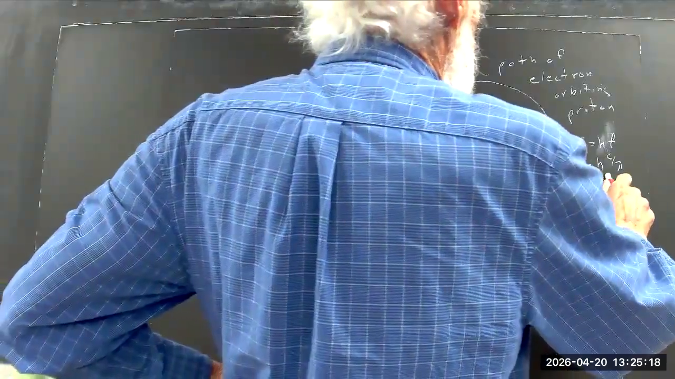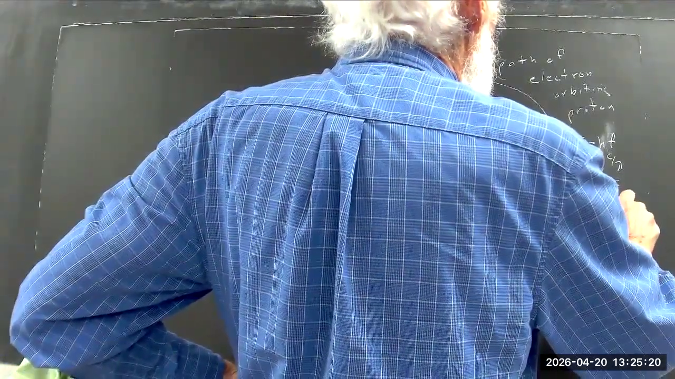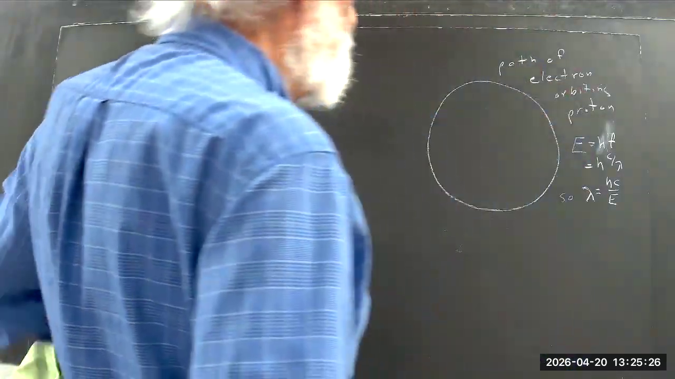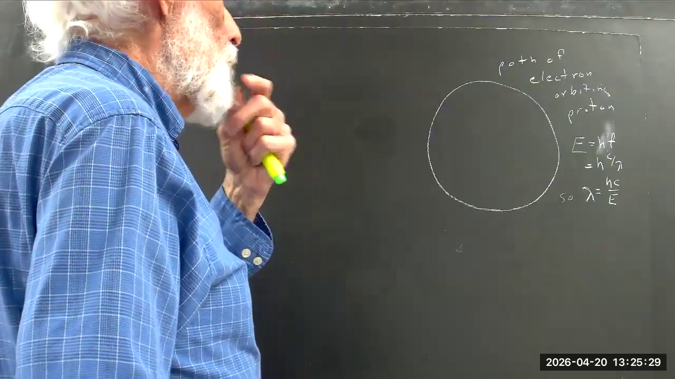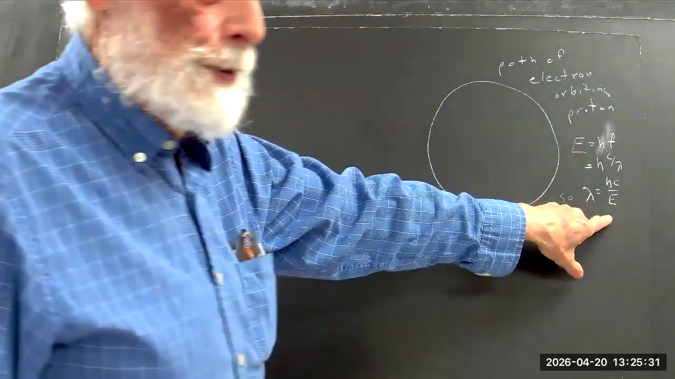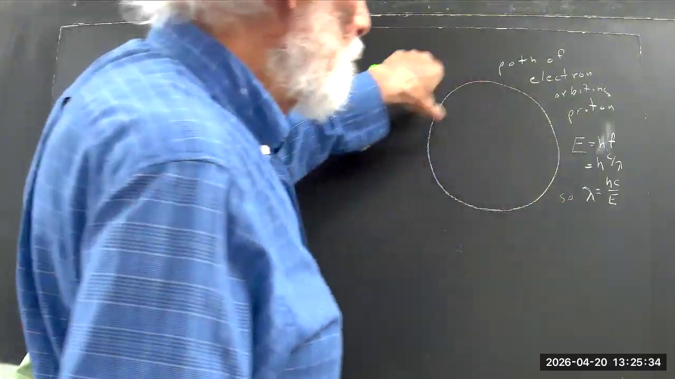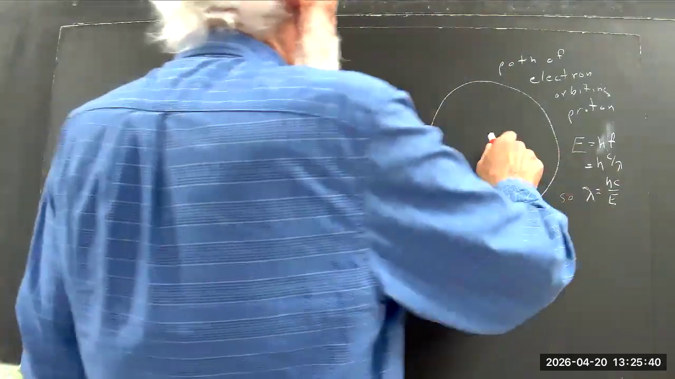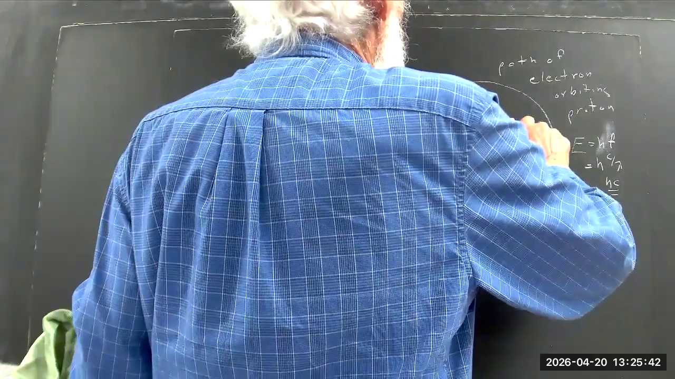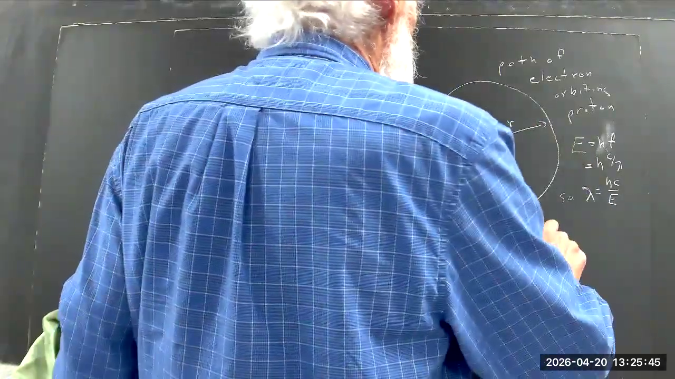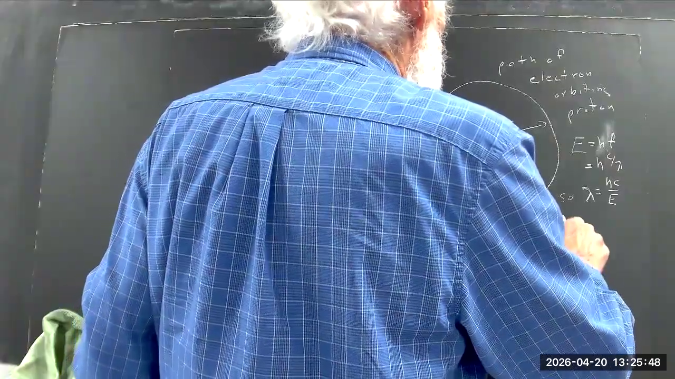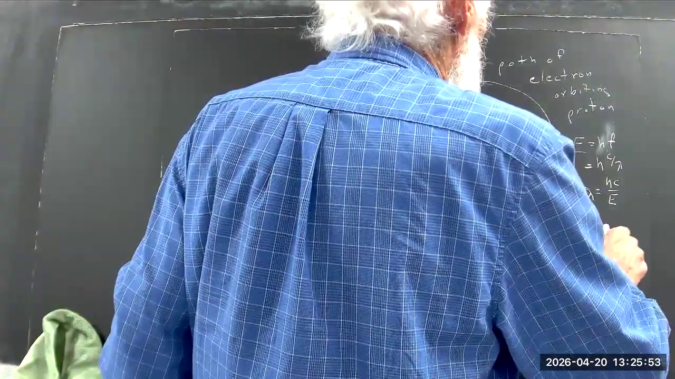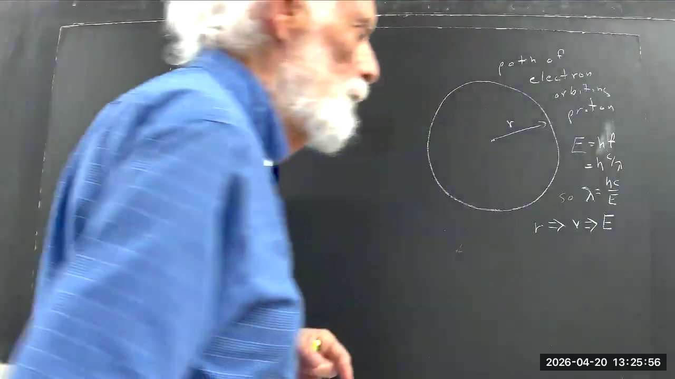Oh, you solve this for lambda. Get lambda equals hc over the energy, okay? This doesn't work for just any energy because it doesn't work for just any lambda. If you calculate the velocity you should have in an orbit of this radius, any old r, the value of r implies the value of v, which implies the energy.